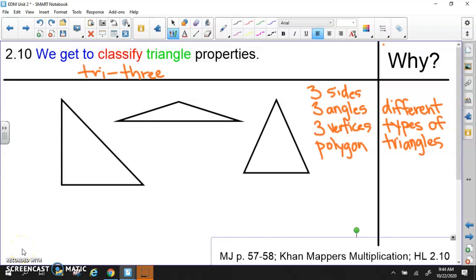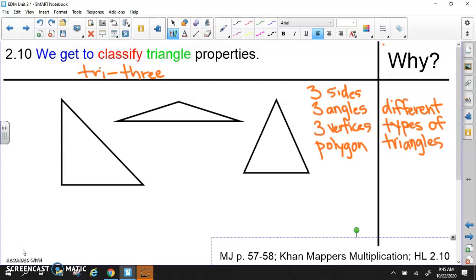Okay, so today we're going to be looking at 2.10 as we get to classify triangle properties. What do I mean by properties? Properties are the details, what something is made up of, right? So we talked about some properties, having three sides, three angles, three vertices, and a polygon. Those are all properties of triangles.